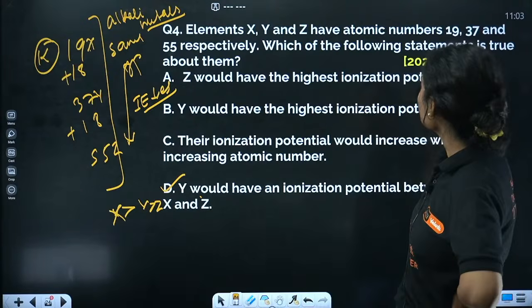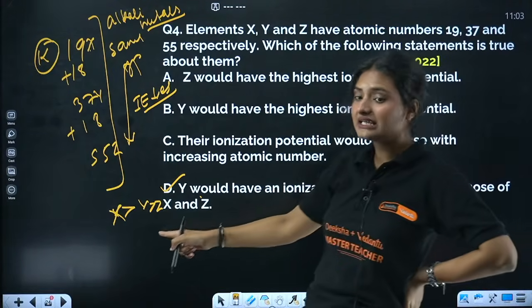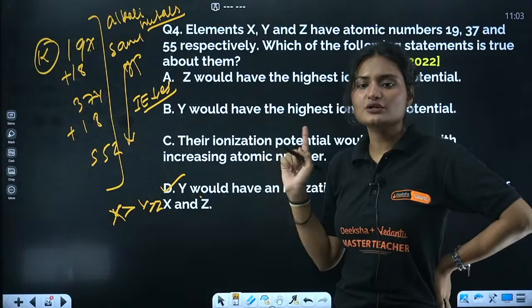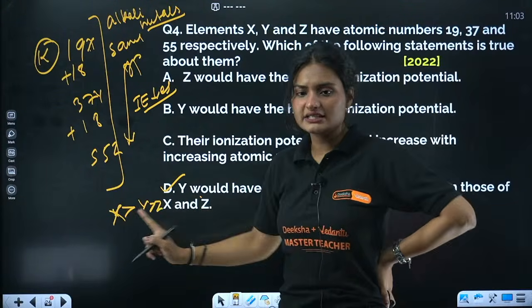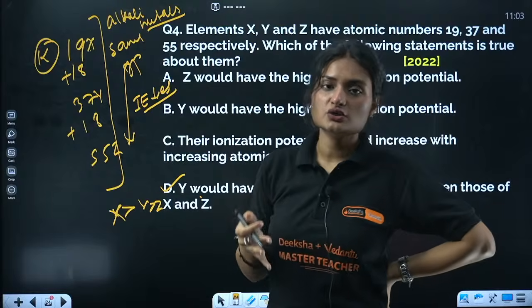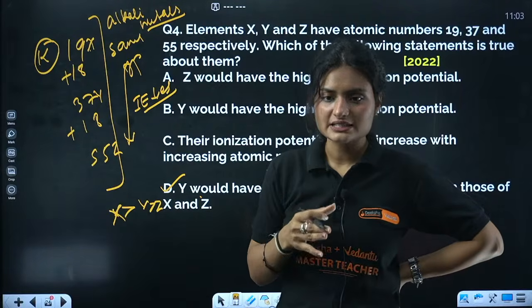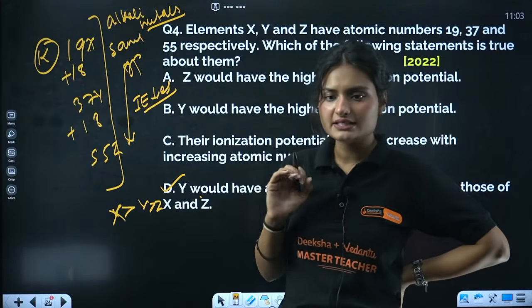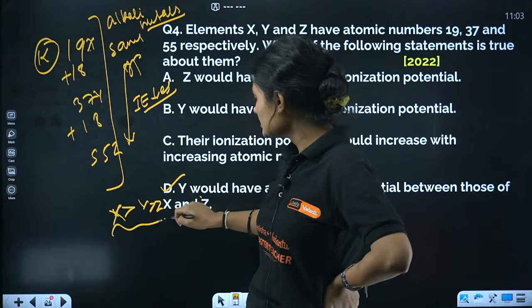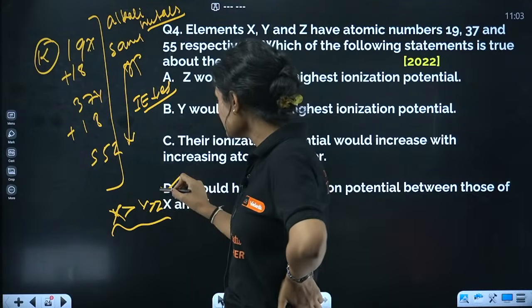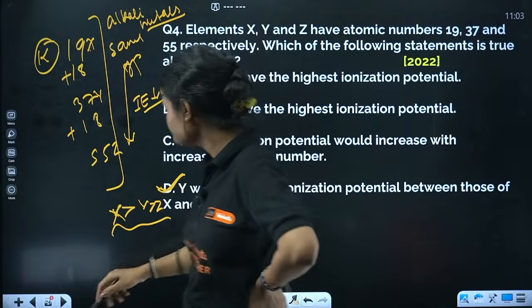Z would have the highest ionization potential. Incorrect, because Z will have the lowest ionization potential. Y would have the highest? No, X will have the highest. Why? Because when we go down the group, the ionization enthalpy decreases. The correct order is X, Y and Z. So the correct option is answer option D.